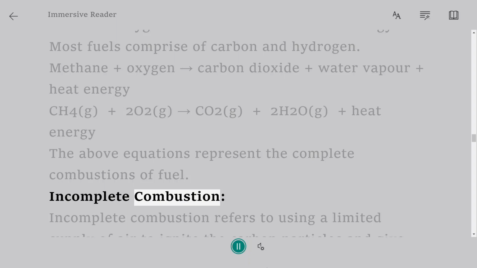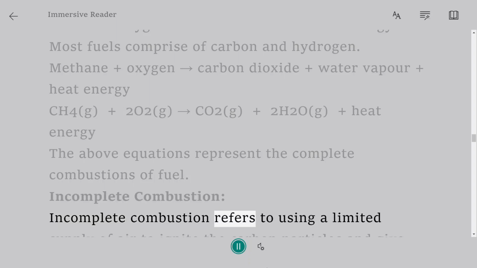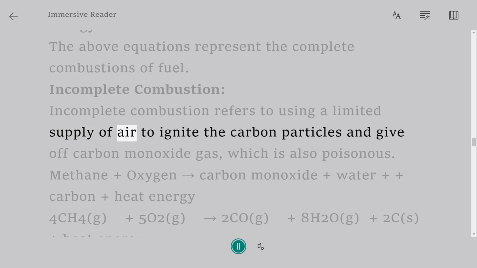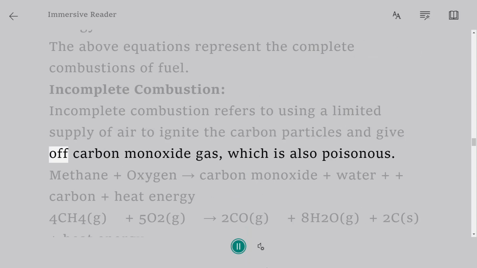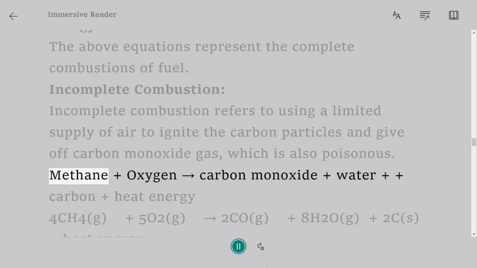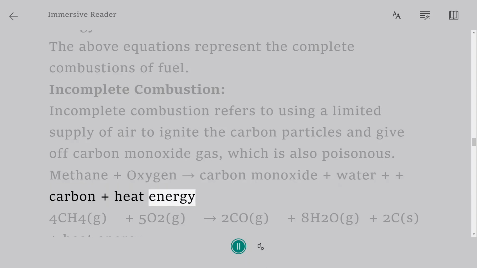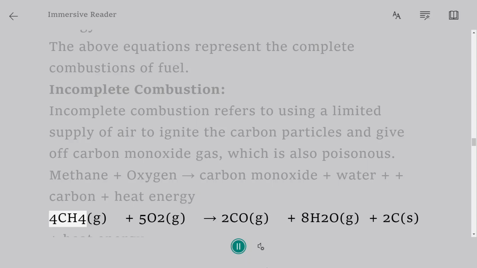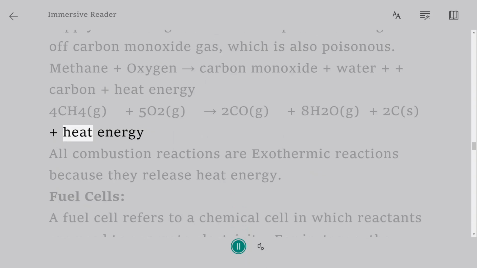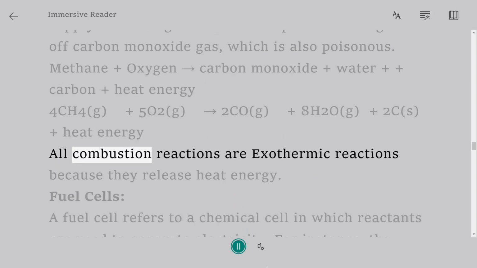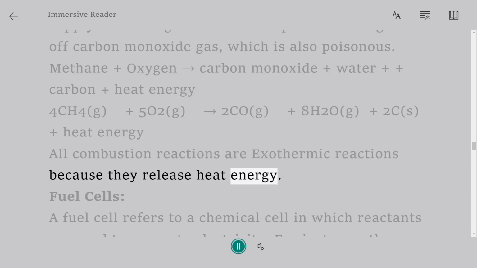Incomplete combustion. Incomplete combustion refers to using a limited supply of air to ignite the carbon particles and give off carbon monoxide gas, which is also poisonous. Methane plus oxygen yields carbon monoxide plus water plus carbon plus heat energy. For CH4(g) + 5O2(g) → 2CO(g) + 8H2O(g) + 2C(s) + heat energy. All combustion reactions are exothermic reactions because they release heat energy.